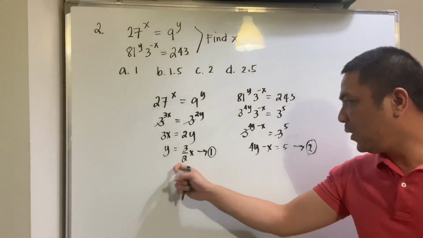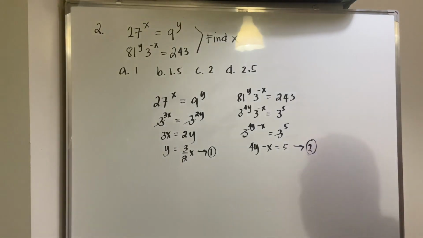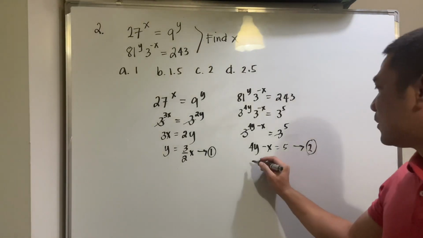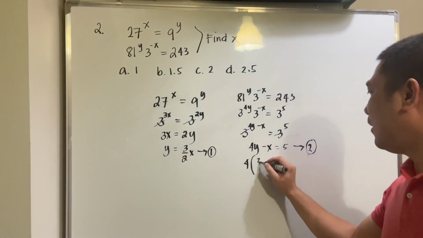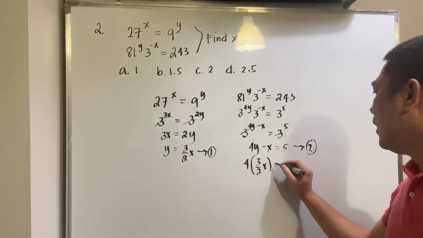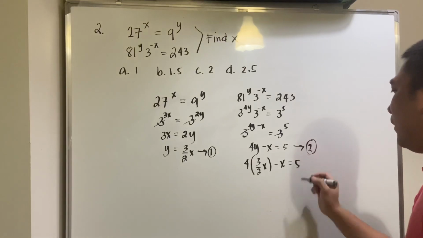So from the first equation, we can substitute into the second equation. So 4 times the value of y, which is 3 over 2 of x, minus x is equal to 5.